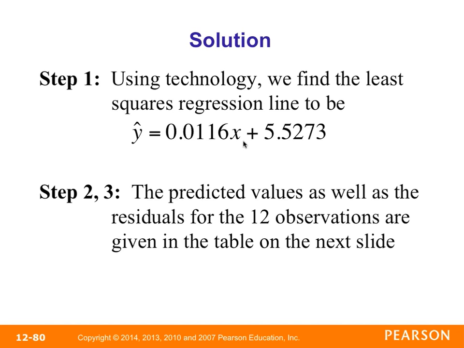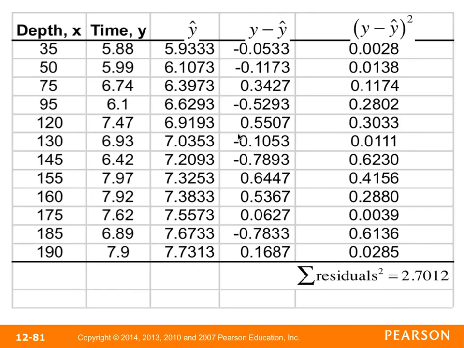Steps 2 and 3: the predicted values as well as the residuals for the 12 observations are given in the table on the next slide. If we look at these, we have our x's, our y's, and our y hats, which were found by plugging our x into our regression equation. We take our y minus our y hat and square it, and then add them all up. That gives us the sum of the squared residuals, and we get 2.7012.